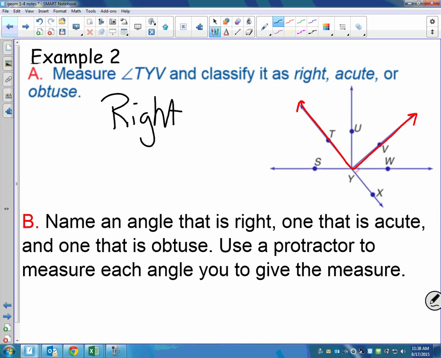Now I'm going to give you a second to look at your picture and use your protractor. Name an angle that is right. We just did one, but you could give me another one. One that's acute and one that's obtuse, and then use a protractor to give me the measurement that you found for each one. Then I'm going to have a few people give me some examples of what they said for their answer, and we will agree or disagree with them.